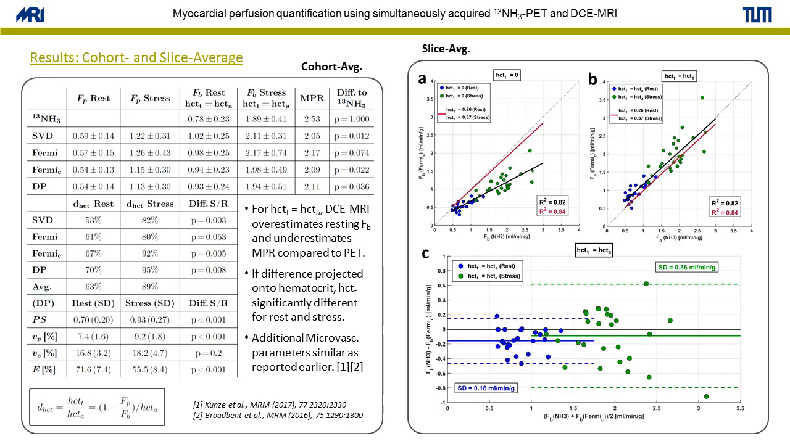The slice average results shown on the right, with one patient being represented by one blue and one green data point for rest and stress respectively, essentially reiterate the described cohort average results. Plots A and B depict correlations between ammonia PET and DCE MRI derived blood flow both under the assumptions of tissue hematocrit equal to 0 on the left and tissue hematocrit equal to arterial hematocrit on the right. The significantly higher MRI blood flow estimates at rest when converted assuming equal arterial and tissue hematocrit can be seen best in the Bland-Altman analysis on the bottom right.